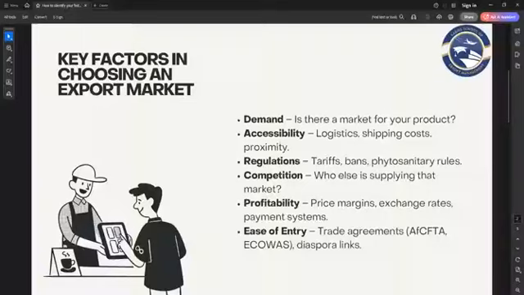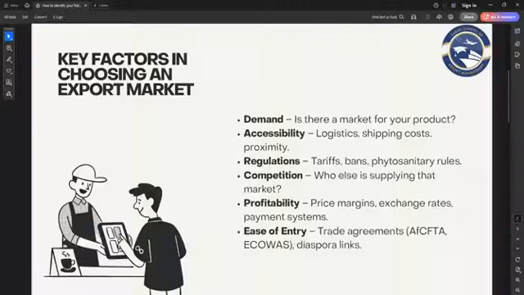So the first thing is demand. Is there a market for your product? I don't know what you have in mind, so you can let us know. You can put it in the comment section, the product or the commodity that you are looking at to export. So what products are you looking at?